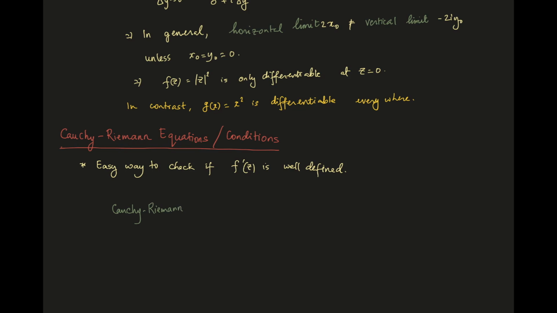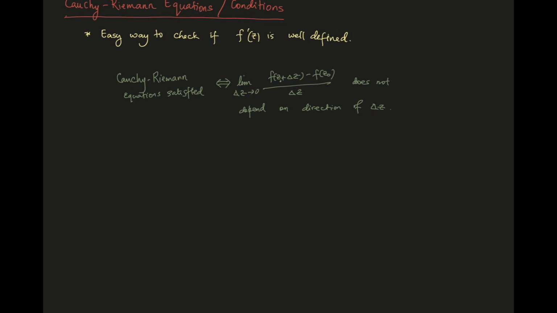Okay, so what are these equations? These are equations that tell us that if these are satisfied, then and only then the limit of f of z naught plus delta z minus f of z naught over delta z does not depend on the direction of delta z, and when it does not depend on the direction of delta z, it means that the limit exists.